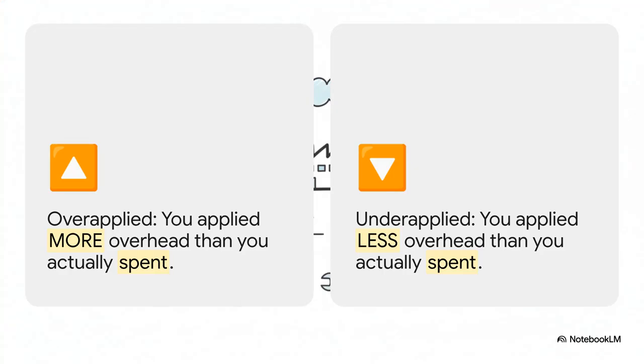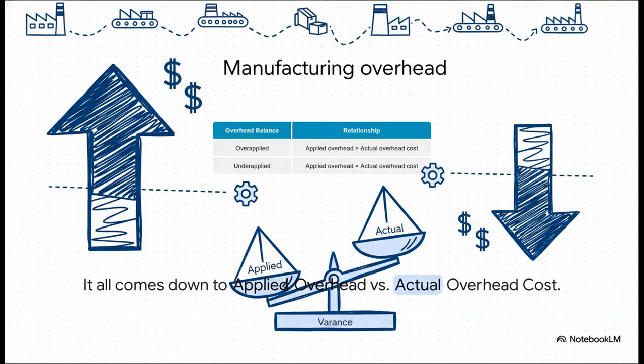When we compare the total overhead we applied to products to what we actually spent, there are really only two possible outcomes. If we applied more than we spent, it's called overapplied, and if we applied less than we spent, you guessed it, it's called underapplied. One means our products were slightly overcosted during the year. The other means they were undercosted. It really is that simple.